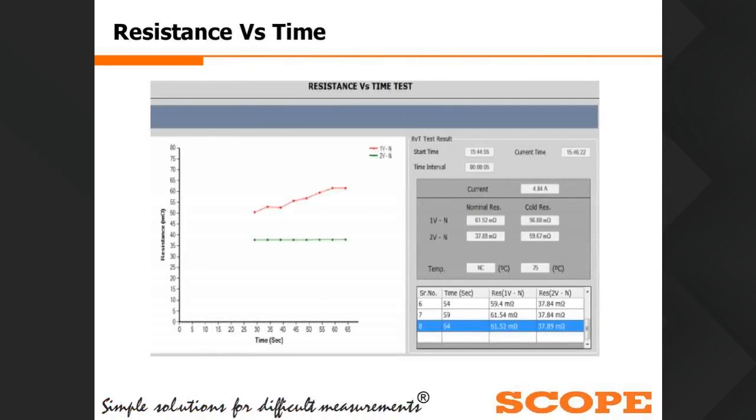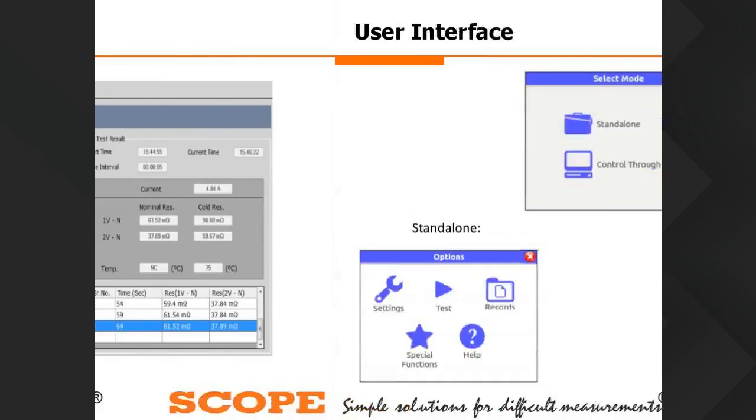So here you can see the resistance versus time graph we will get with our instrument. This feature we have added; we can get resistance versus time through the laptop only. So this is through software. Here you can see the resistance versus time graph and all the data, that is time, then resistance of one phase and another phase. These two phases of resistance versus time we can get.